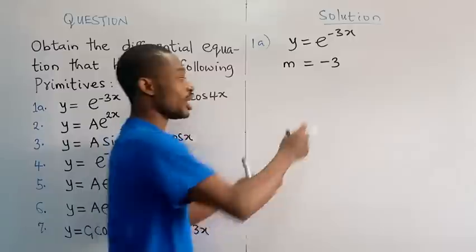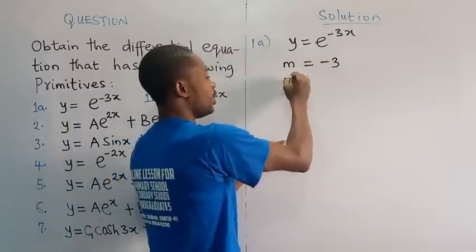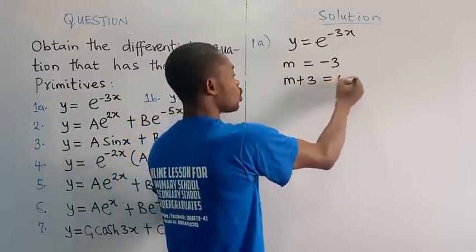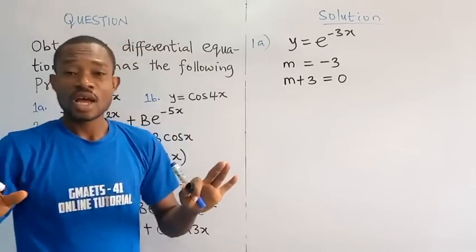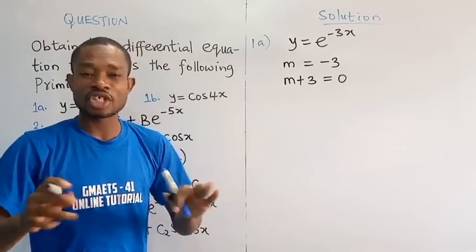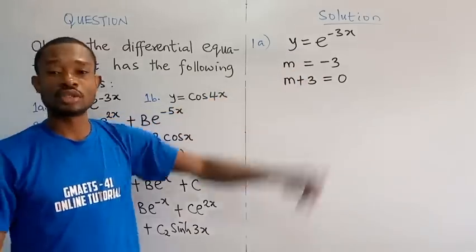So follow along as I do that. I'm going to move this minus 3 to meet m, and that will give me m plus 3 equal to 0. My problem is solved. I have obtained the differential equation that has this solution.